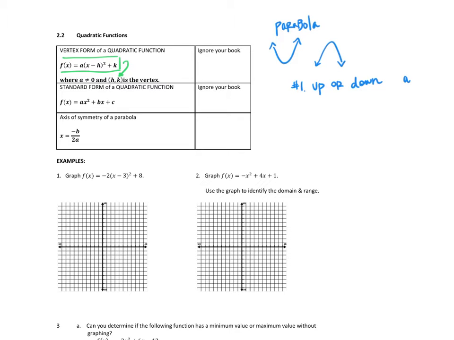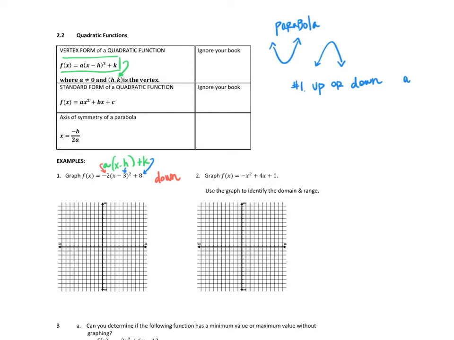So let's look at number 1 and just talk about the format. This is your A, -2. Notice then your H is going to be 3, and then your K is going to be 8. So just by looking at this equation, I should be able to determine, does it open up or down? Well, since your A is negative, that is opening down. So it's going to be a parabola, but it's going to open down.